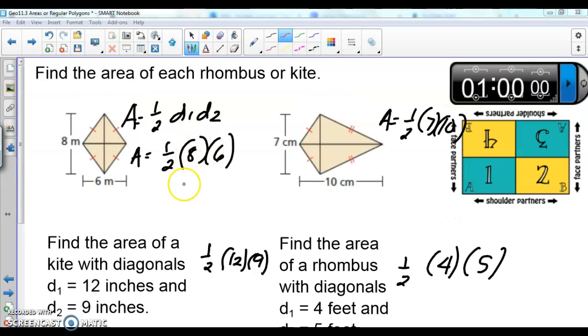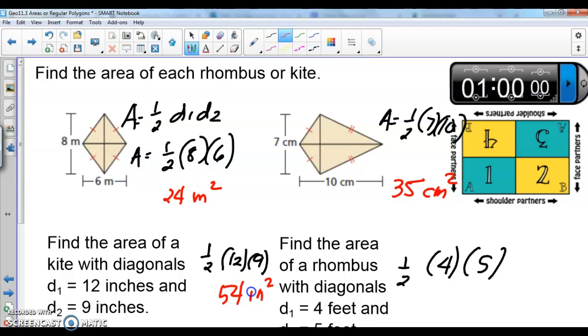Want to get the final answers? So this one will be 24 square meters. This one will be 35 square centimeters. This one will be 9 times 6, so that's 54 inches squared. And this one will be 10 feet squared.